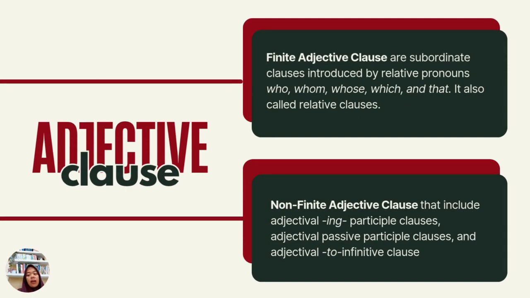Then there are two different types of adjective clause based on the structure: finite adjective clauses and non-finite adjective clauses. Finite adjective clauses are subordinate clauses introduced by relative pronouns like who, whom, whose, which, and that. They are also called relative clauses. And then non-finite adjective clauses include adjectival -ing participle clauses, adjectival passive participle clauses, and adjectival to-infinitive clauses.